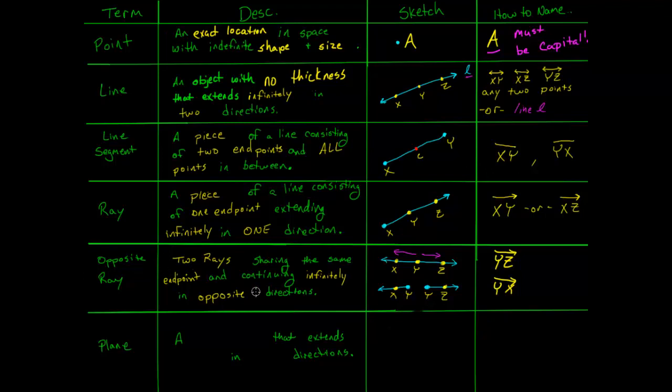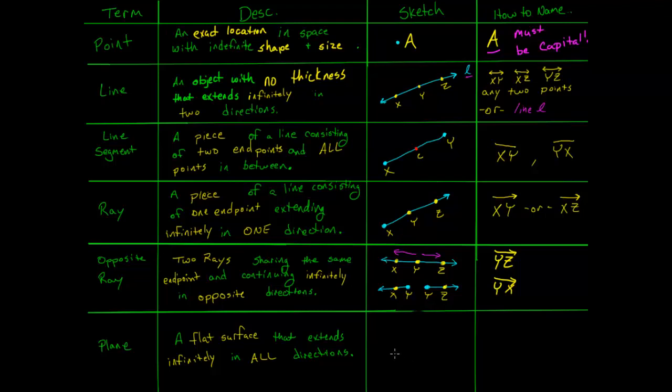All right, and the last one that we have on this page is a plane. Let's look at defining a plane. A plane is a flat surface that extends infinitely in all directions. Plane, a flat surface that extends infinitely in all directions.